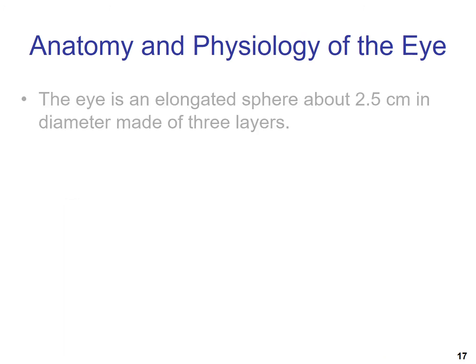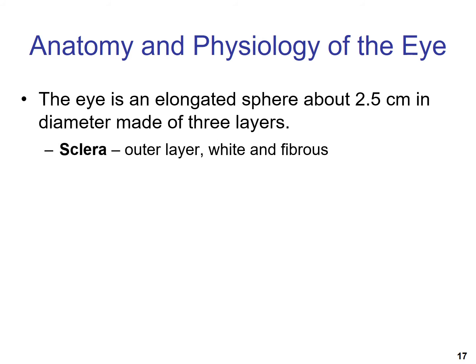Okay, so taking a look at the anatomy and physiology of the eye. First of all, the eye is an elongated sphere. It's about 2.5 inches in diameter, and it's made up of 3 layers. The outer layer, and we'll see these in more detail in just a minute, is the sclera. It's white, so this is basically the whites of your eyes, and it's fibrous.